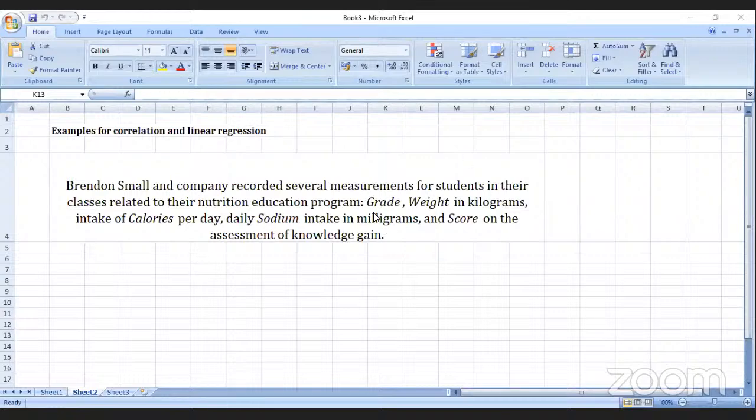We have a grade, we have weight in kilograms, we have intake of calories per day, we have daily sodium intake in milligrams, we have a score on assessment of the knowledge gain. Okay, so these are the variables: 1, 2, 3, 4, 5. So we have a total of 5 variables.